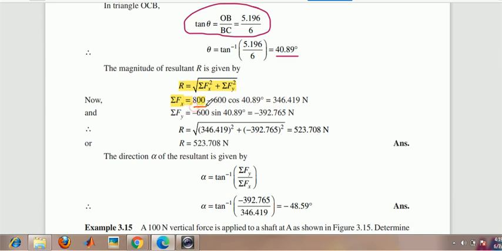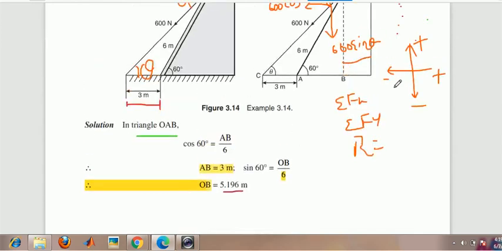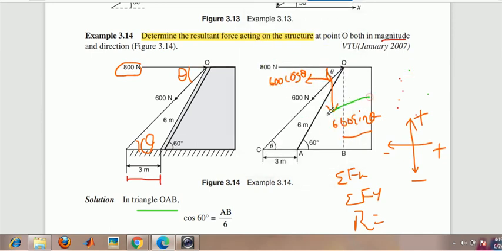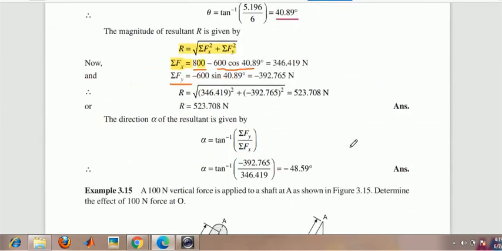Just observe, 800 is the horizontal force and the horizontal component of the inclined force is 600 cos theta, and it is negative. Similarly, summation of Fy. Only one force contributes here, because 800 is horizontal. We will get only this force, 600 sin theta, as the vertical force acting on the structure, and it is moving downward, therefore it is negative, minus 600 sin theta. After that it is only simplification and you will get the resultant.